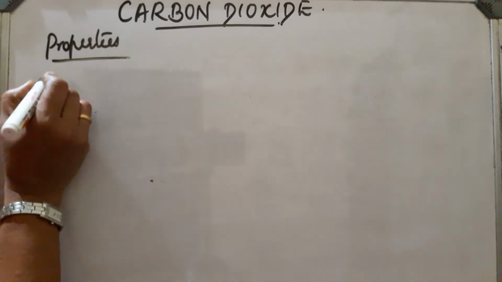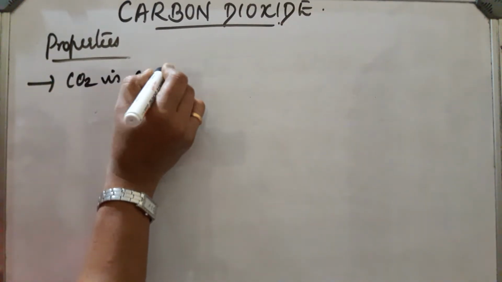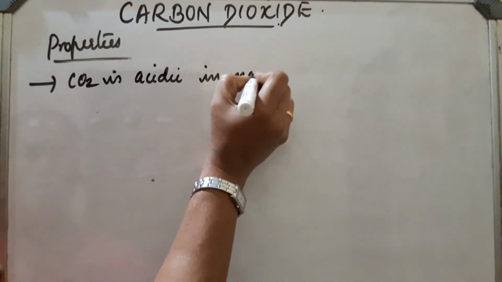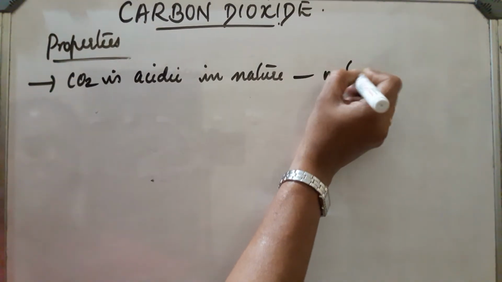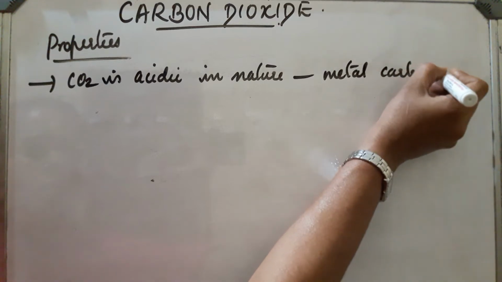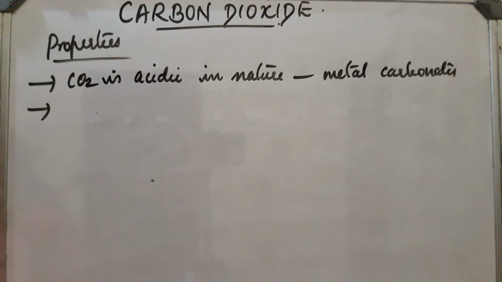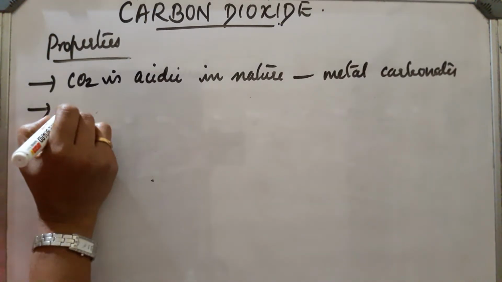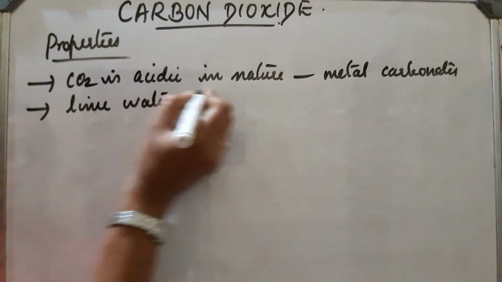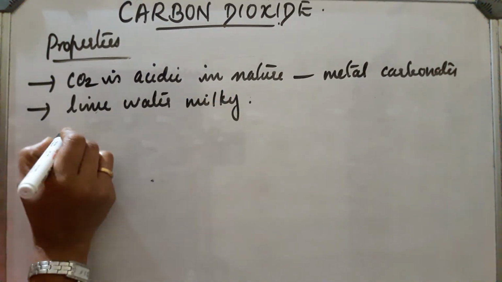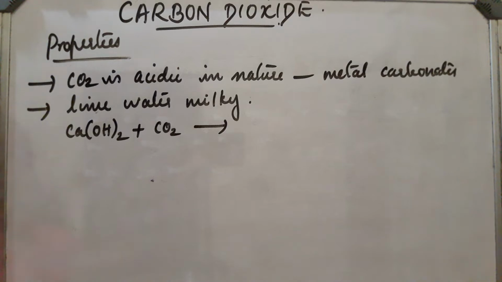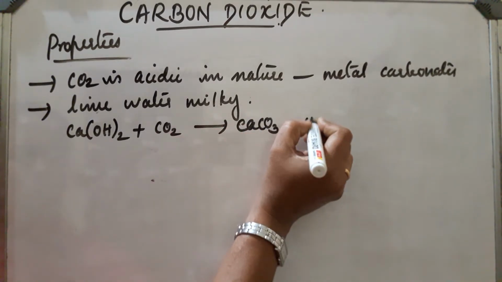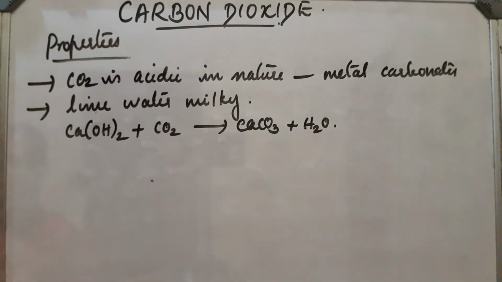Next property: carbon dioxide is acidic in nature. So it reacts with alkalis and forms metal carbonates. Next, carbon dioxide turns lime water milky: Ca(OH)2 plus CO2 produces calcium carbonate, CaCO3, plus H2O. This calcium carbonate is insoluble in water, so it forms a milkiness in the solution.